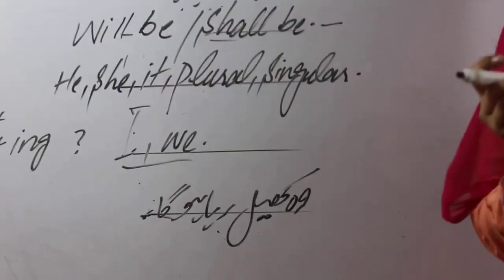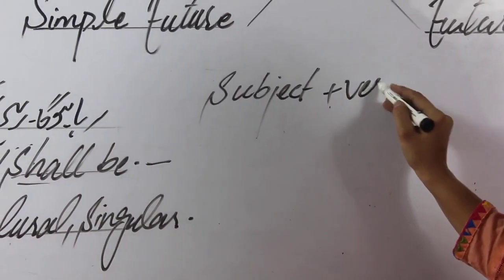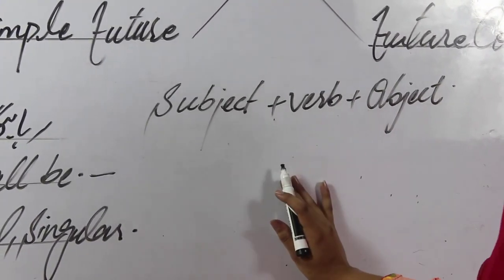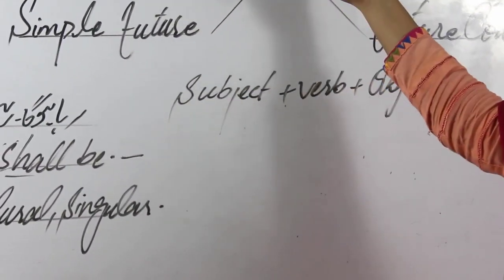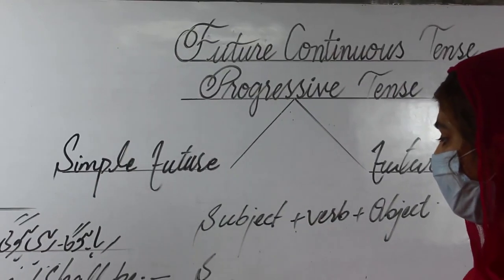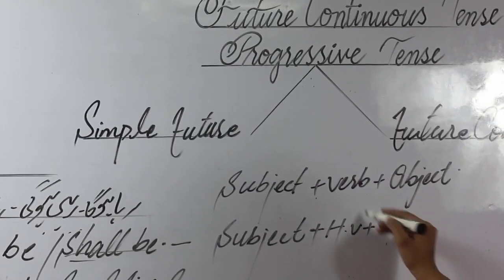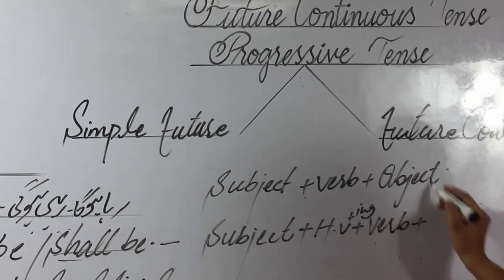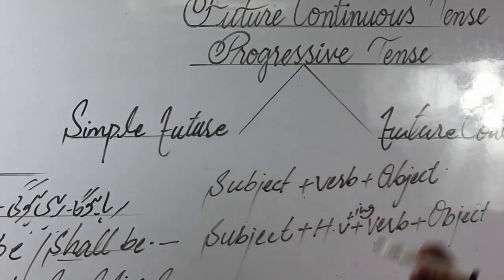Firstly, the main thing is a structure. Structure: subject, verb, plus object. This is the main structure, but we can mold it according to our tense. For example, we are doing a future continuous tense. Firstly add the subject, then put the helping verb, then put the original verb plus ing, then add the object. By following this pattern, we can easily make our sentence.